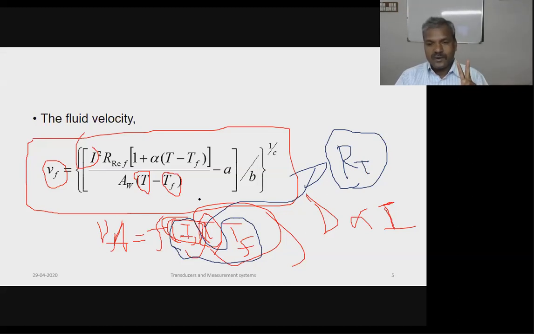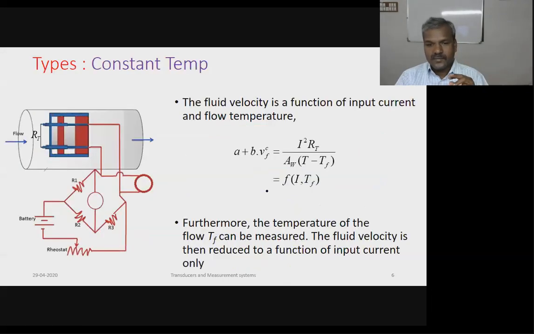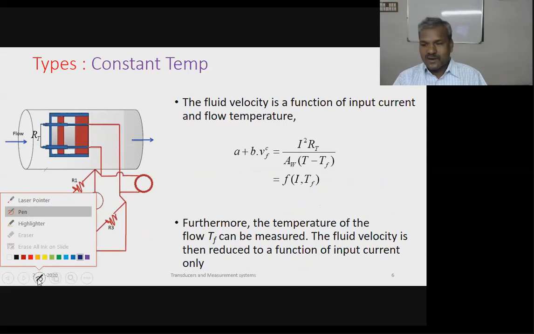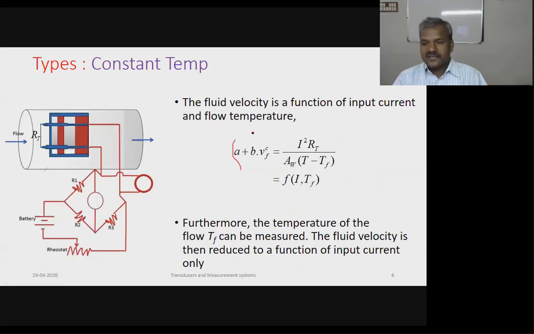So there are two types of anemometer we are going to see today. Constant temperature type and constant current type. Understand? So first we see constant temperature type. As we discussed earlier, the fluid velocity is given by this King's law relation.